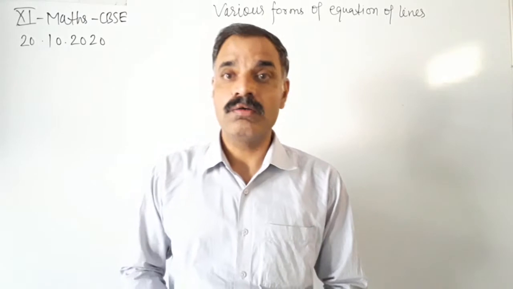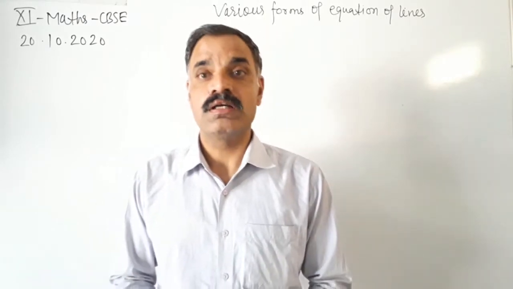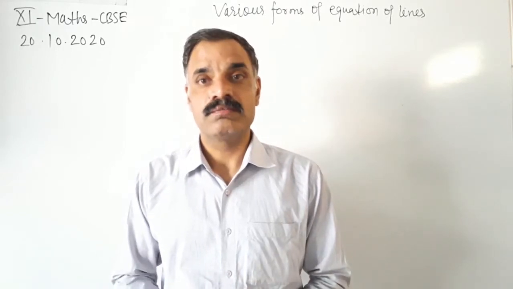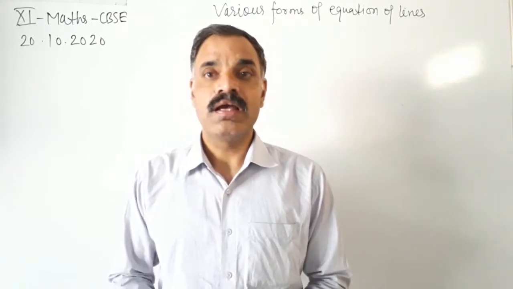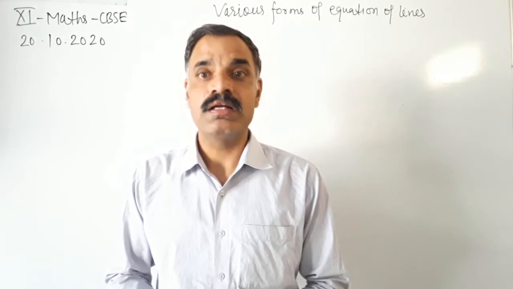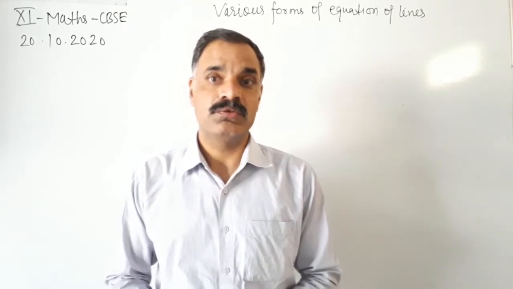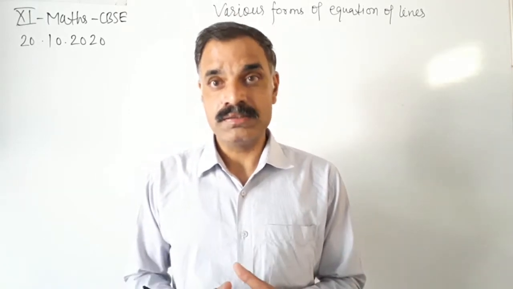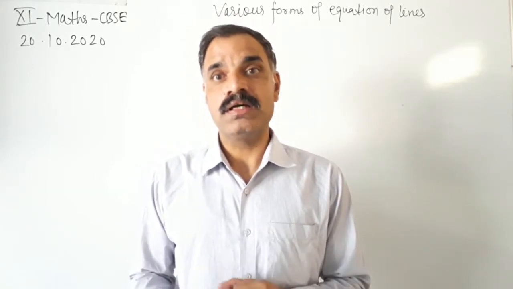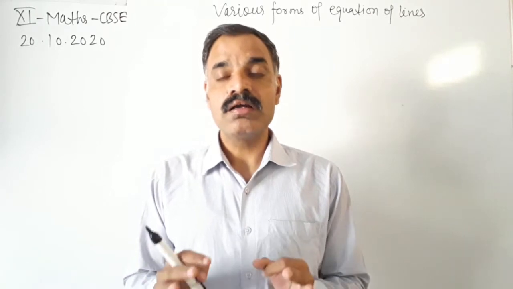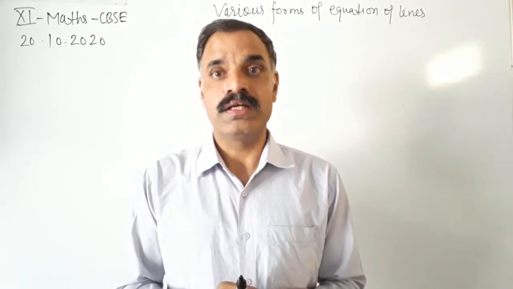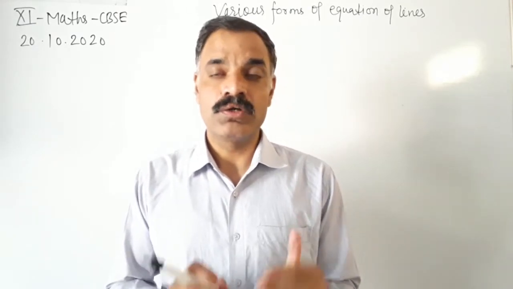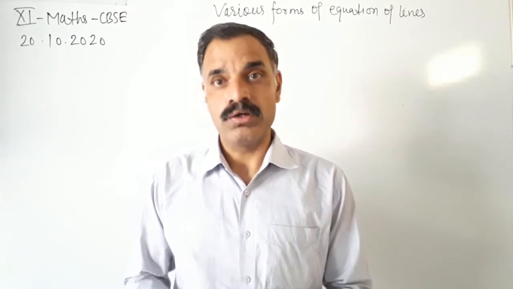First of all we will learn about the horizontal equation of the line. Students, we know that any horizontal line is parallel to the x-axis. A horizontal line, or any line which is parallel to the x-axis, has the same ordinate at every point.